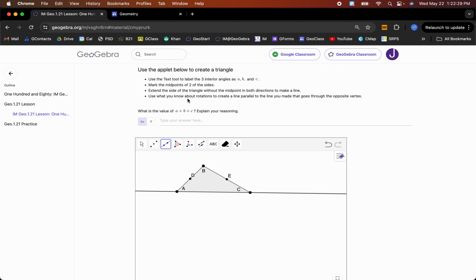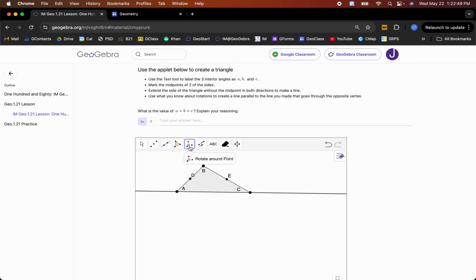Use what we know about rotations to create a line that's parallel to the line that we just made that goes through the opposite vertex. Remember, opposite vertex, that's the corner. Vertex is the corner of an angle or the corner of a polygon. So we want a parallel line to this one that goes through that point B.